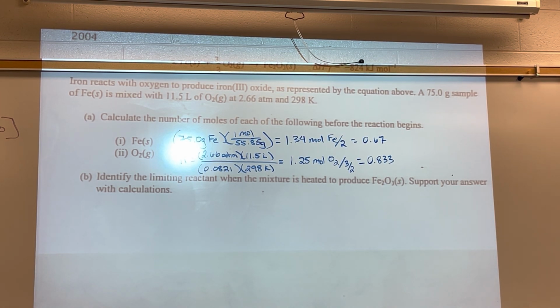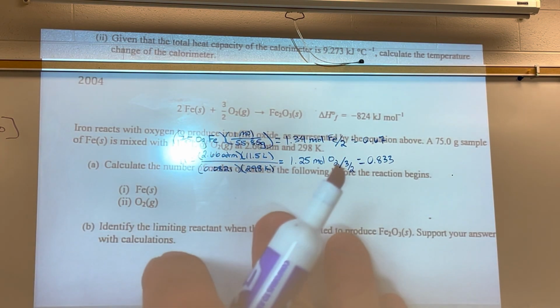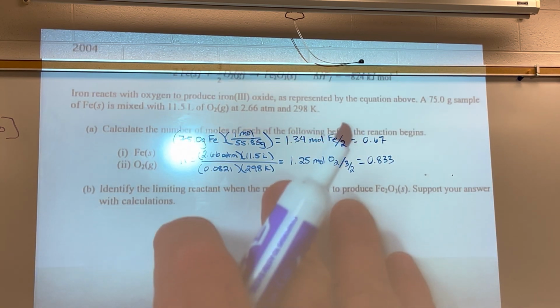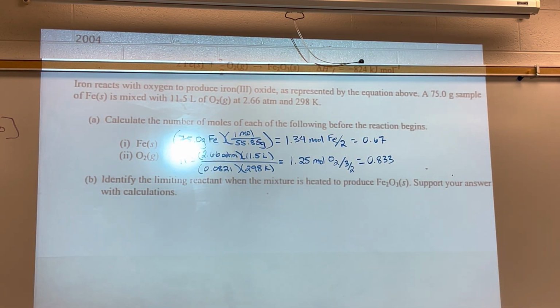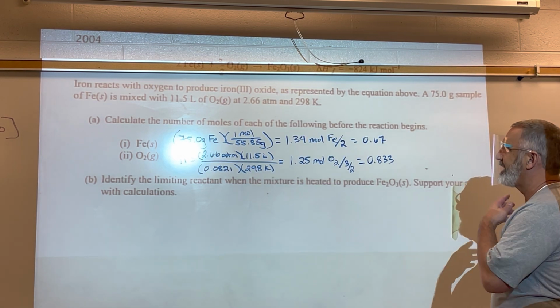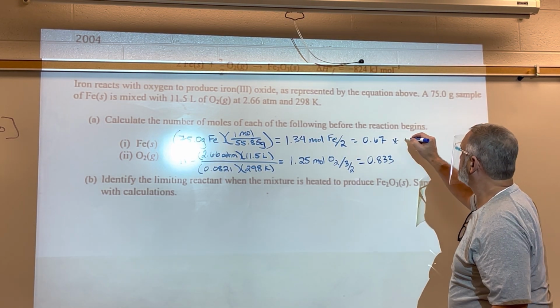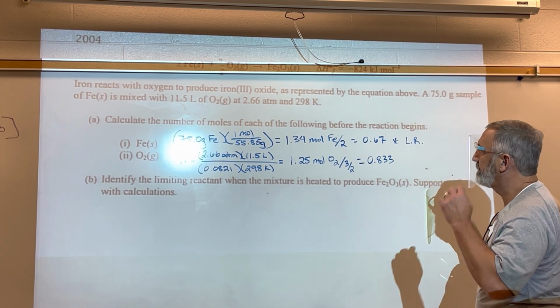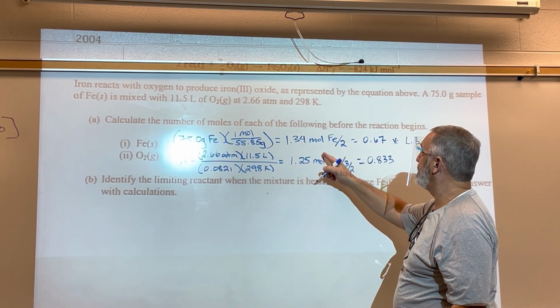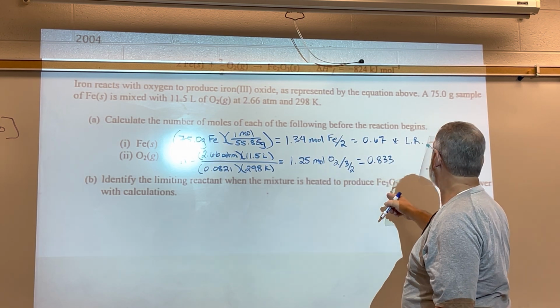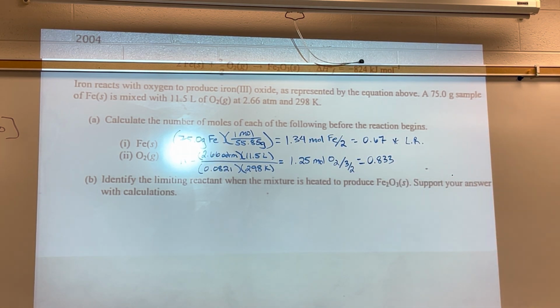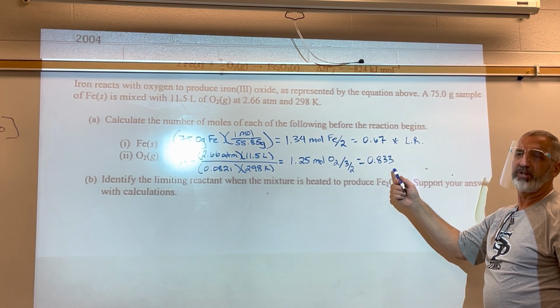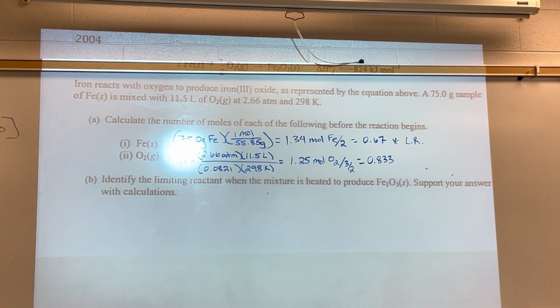Okay, divide by the coefficients from the equation. The equation's given, I'm gonna mess it up, but there's the equation. Okay? It's 2 and then 3/2, so which one's my limiting reactant? This is my limiting reactant. Okay? So this is the answer to A. This is the answer to B. Okay, support your answer with calculation. Dividing by the coefficient, smallest number, that's sufficient calculation.